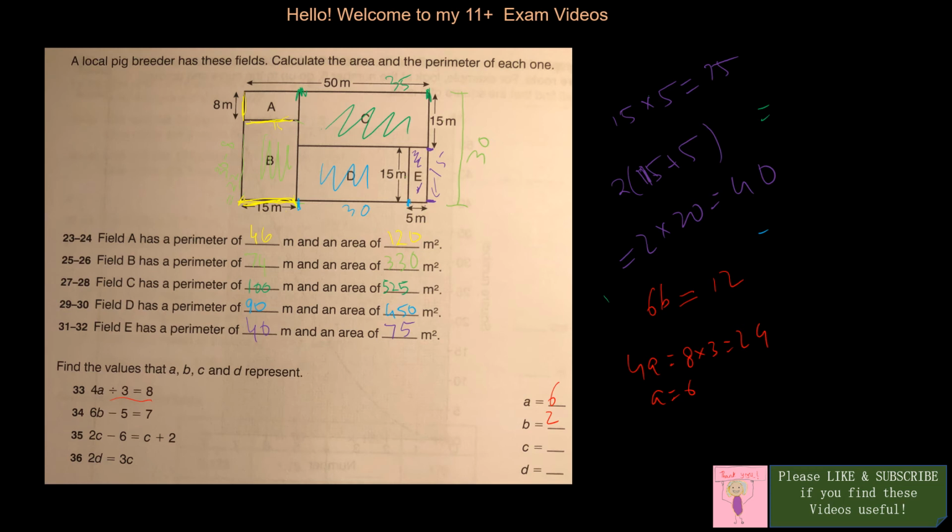Then I get 2c equals 2c. So bring c on this side, it will be c. C equals 8. And then 2d equals 3c, so equals 3 times 8, which is 24. So d equals 12.